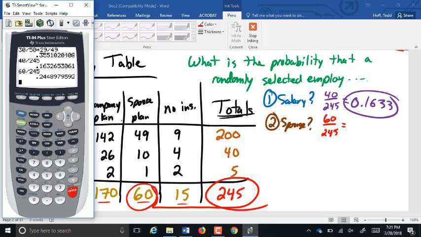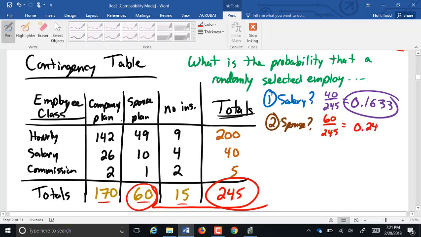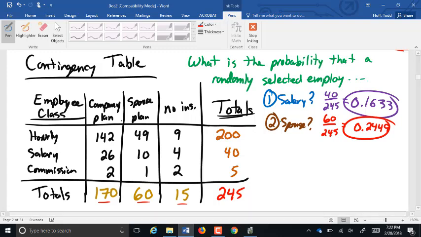So 60 divided by 245 is 0.2449. So 24.5% basically. If you look at this, it's telling us your employees are more likely to be on a spousal plan than they are to be on salary. Now that's not terribly useful information, but as we progress with this and analyze it a little bit deeper, we are going to find information that could be pretty useful.